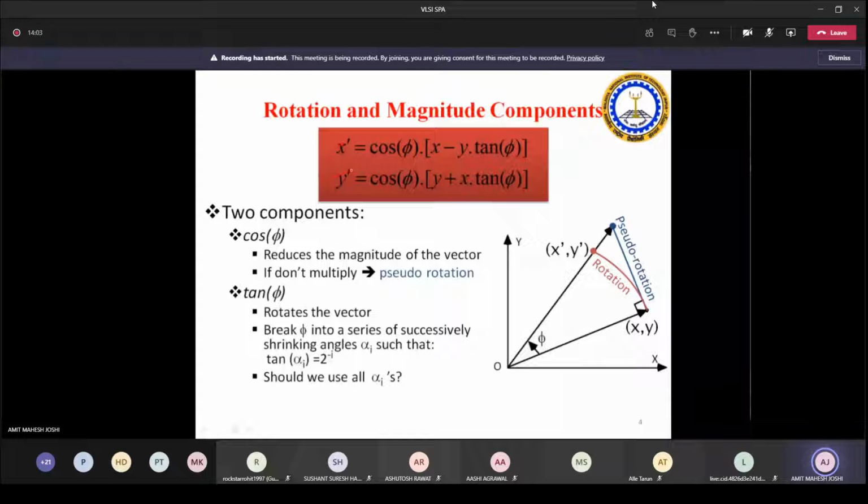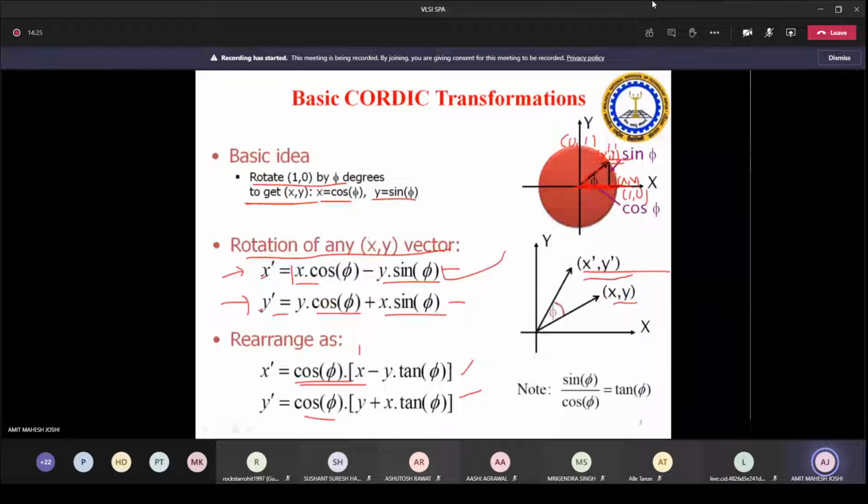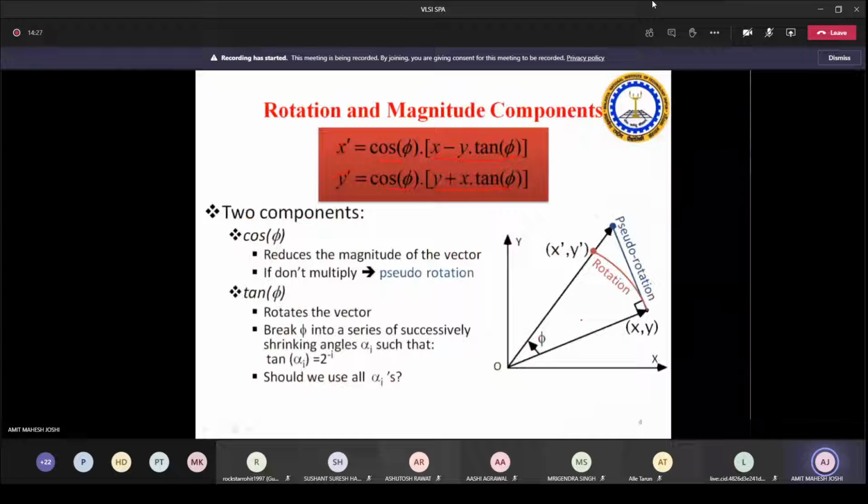This is my new coordinates x dash, y dash, which I define as x' = cos phi (x minus y tan phi), y' = cos phi (y plus x tan phi). Now here we are taking slightly a liberty, where an actual rotation is like this, which I am considering equivalent to this rotation. So anyhow, this is my x dash and y dash.